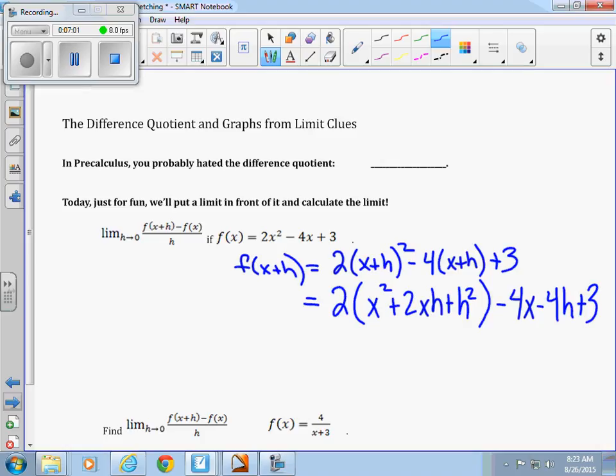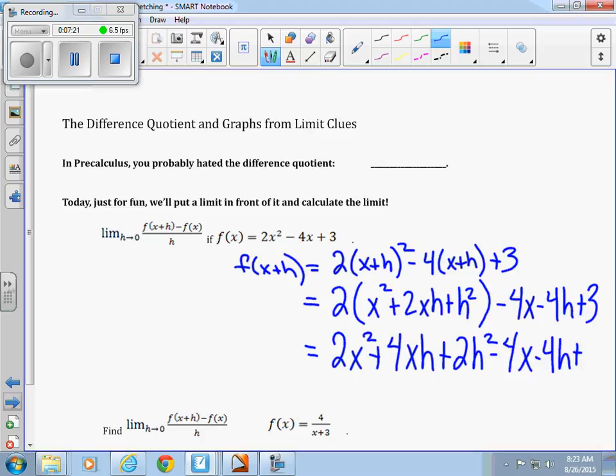So far, so good. Nasty, but so far, so good. Distribute the 2. And in all its wonderful nastiness, there it is. Any questions? That's f of x plus h. Oh, you could combine. You might. But you could try.